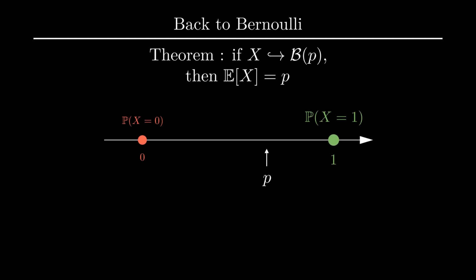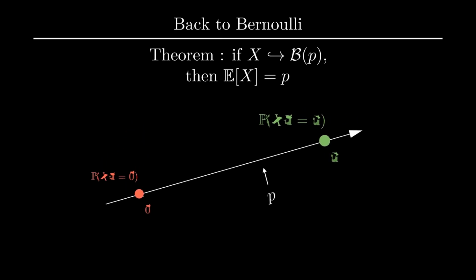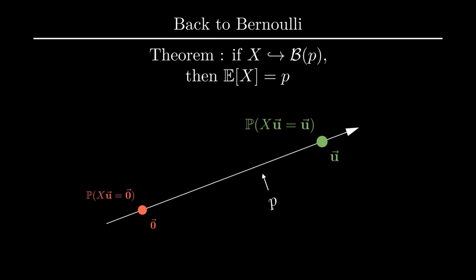This remains true if we multiply a Bernoulli variable by a vector to get a vector-valued random variable. The expected value can still be defined because we can scale and add vectors together just fine. Here, if the parameter is p, then the expected value of x times u is p times u.